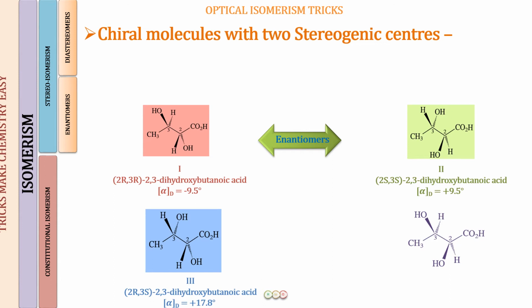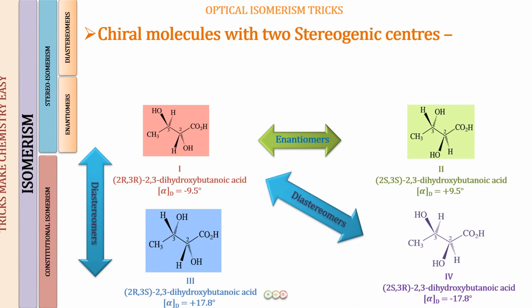Now, the next one, what you can see is 1 and 3. In 1 and 3, this is a 2R and a 2R. So this is same. A 3R and a 3S. This is different. So when one of the configurations is same and the other is different, we call these diastereomers. Similarly, when you look at structure number 1 and 4, this is a 2R and a 2S, different, a 3R and a 3R which is the same. This means that they are also going to form a pair of diastereomers.